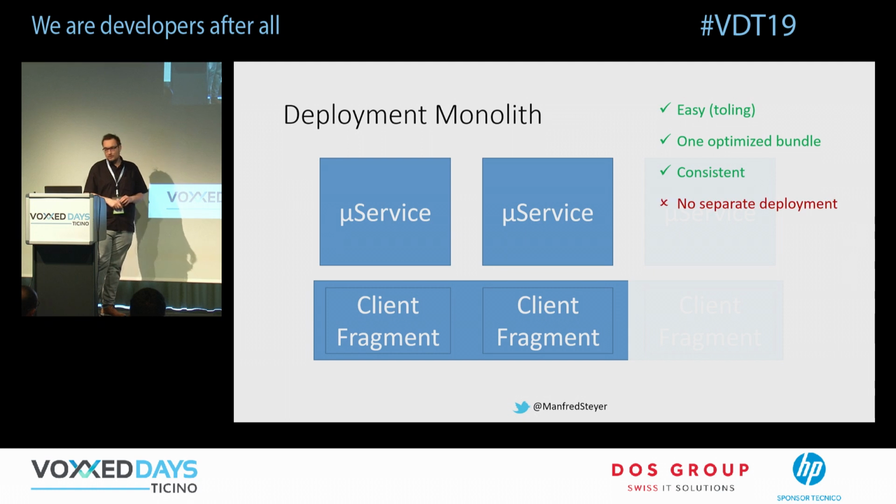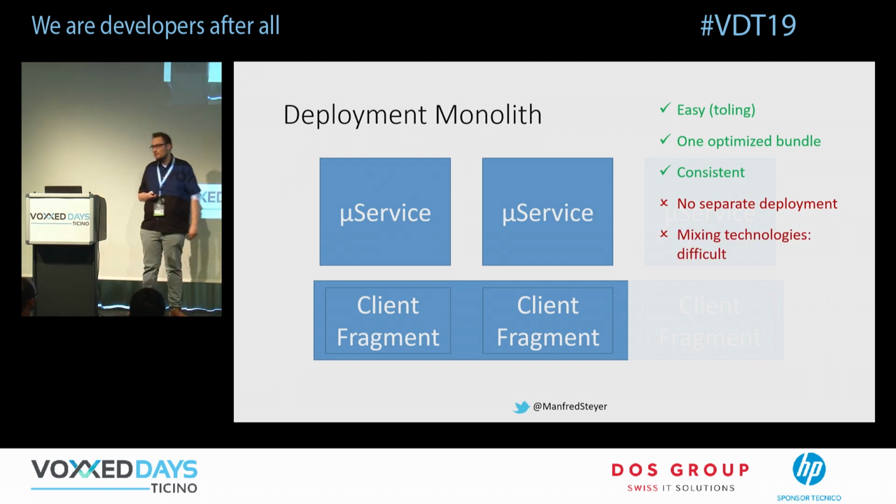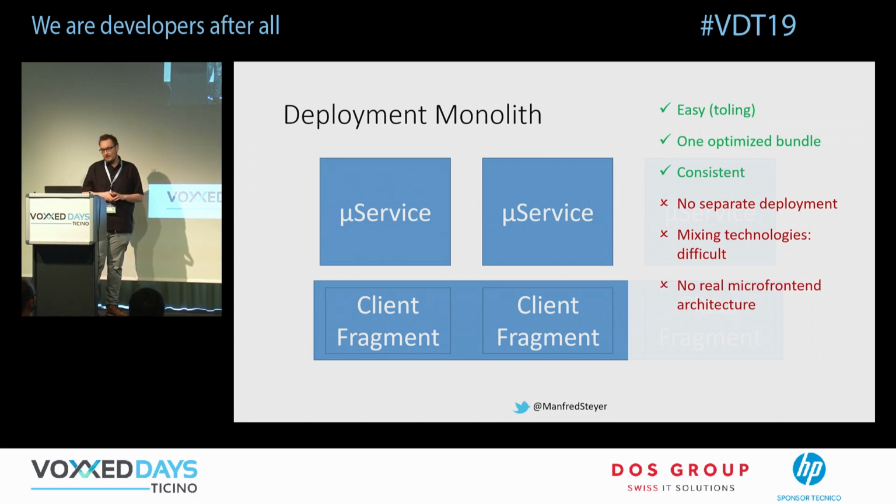When we look at the downsides, we don't get a separate deployment. We have to deploy everything at once because it is just one monolith, of course. Mixing technologies is difficult here. Of course, you can try it, but you will end up with a Frankenstein monster. And this is not a real micro front-end architecture.